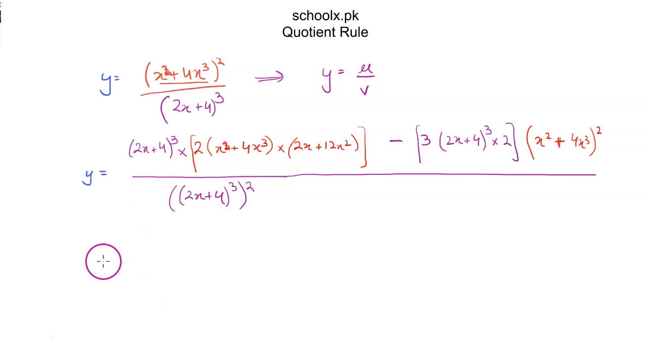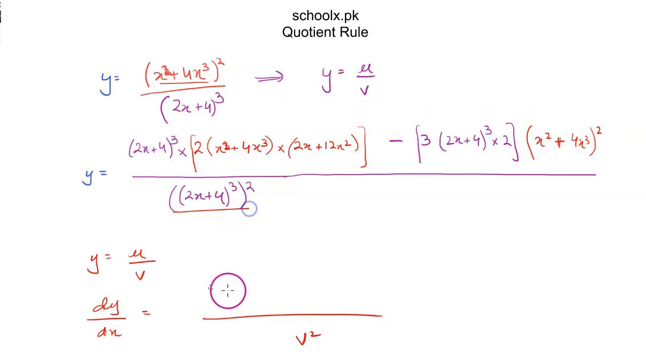What we have done is we applied the quotient rule, which was y equals u over v, and dy over dx is v squared, which is right here, v into the derivative of u, u being the numerator, minus the numerator into the derivative of the denominator. Both the numerator and denominator were composite functions, so when finding the derivative of each of these two, we applied the chain rule. So this is your final answer.